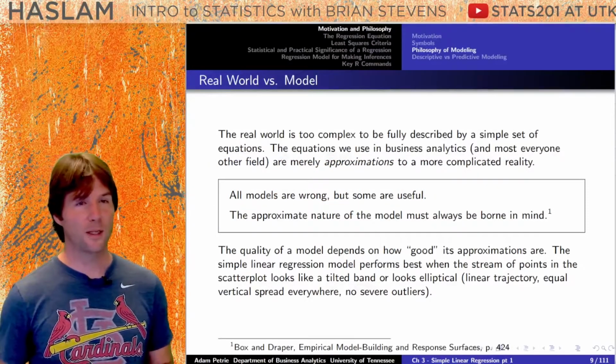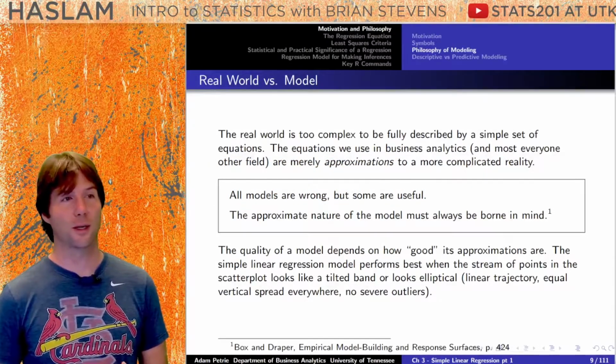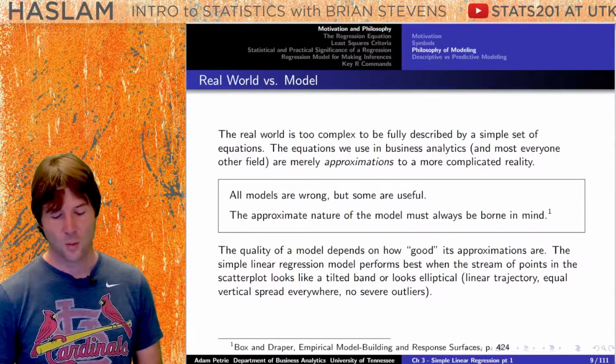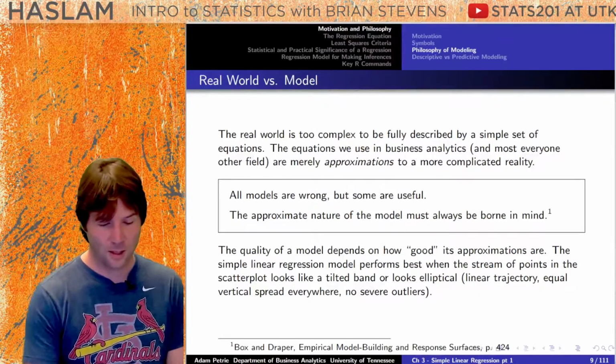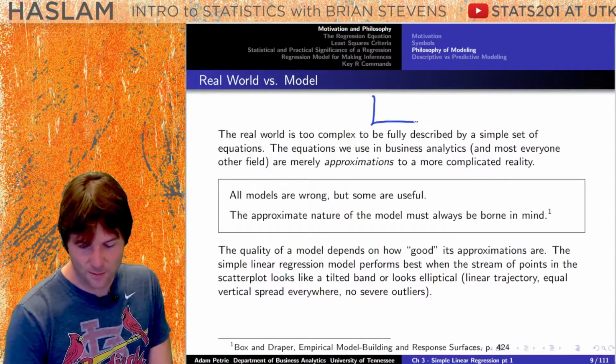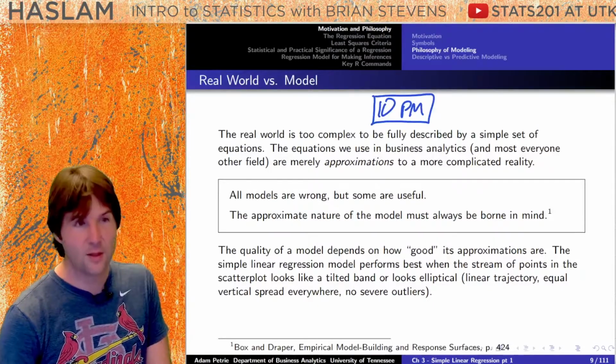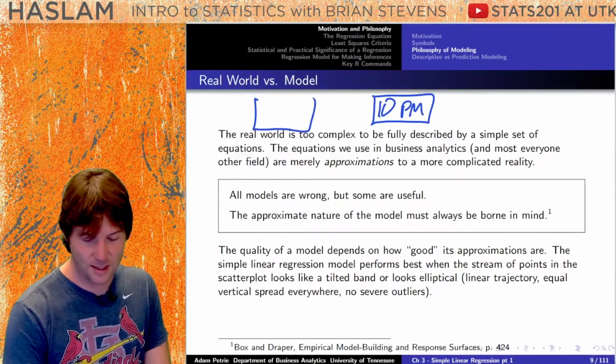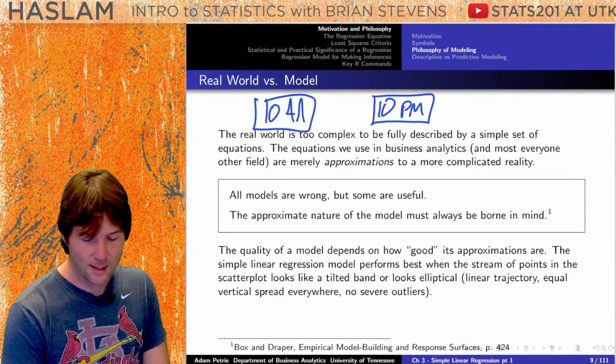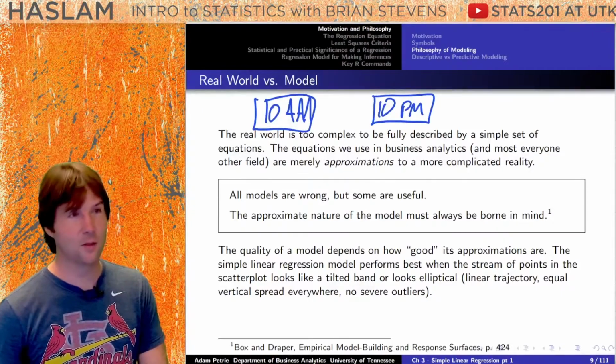We have to remember though, when making these models, that all models are wrong, some are useful. So we're always going to get it wrong. Think about a clock in your house that is 12 hours off. So if this clock were to say 10 p.m., then another clock says 10 a.m., I think both those clocks would have about the same amount of usefulness.